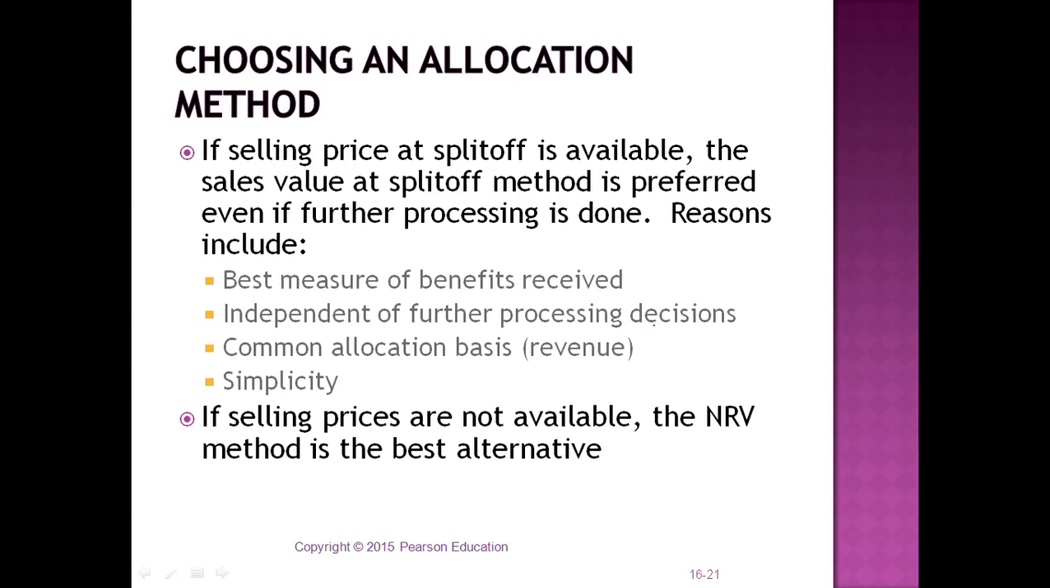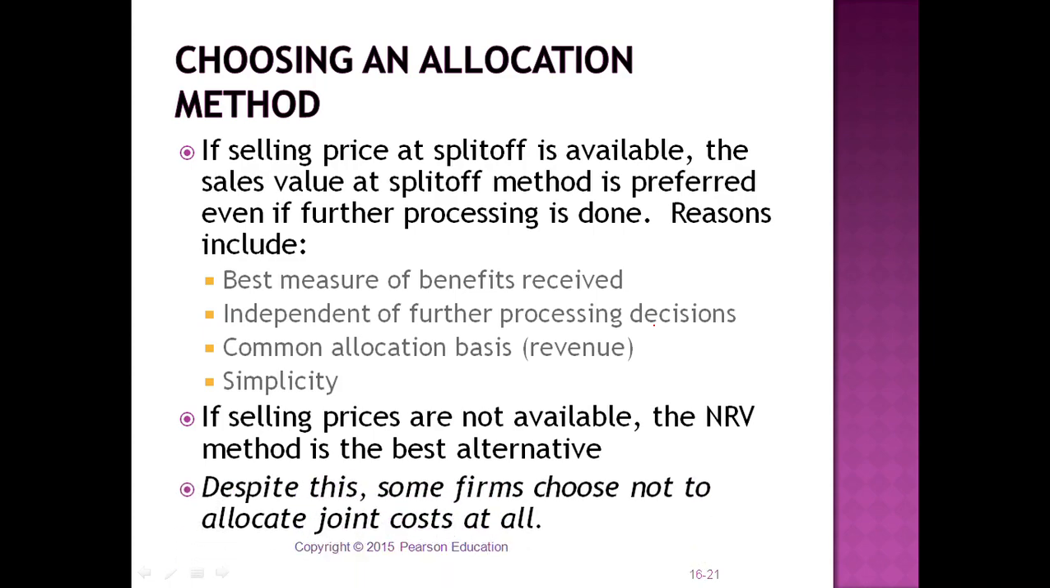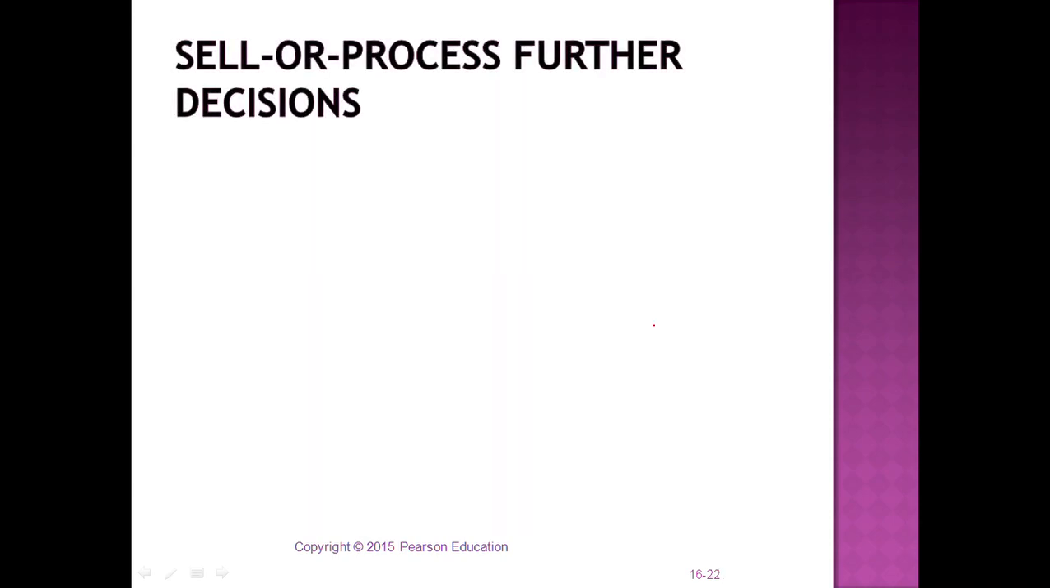But if you do not know the selling price, then the best method will be the NRV method, because here you don't need to know the selling price. You can simply calculate the sales value at split off, right? But sometimes, some companies decide not to distribute the joint cost to the joint products at all. They simply keep the joint cost separate from the joint production processes. Right, so now we'll also consider why it is necessary to allocate the joint cost to the joint product.